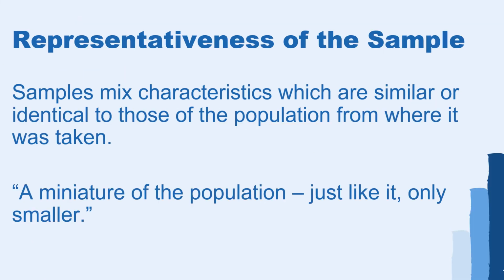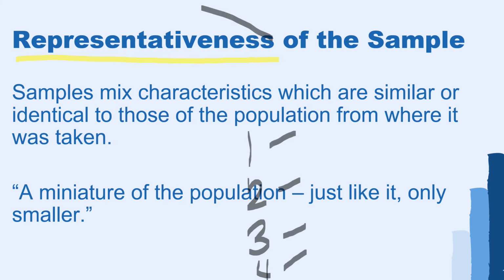Now, representativeness. One criterion is adequacy, another criterion is representativeness. It means the sample mix has characteristics which are similar or identical to those of the population from which it was taken. Let's say, for example, you have level 1, level 2, 3, and 4. When I say representativeness, you should be able to get a sample from level 1, level 2, level 3, and level 4. That means representativeness.